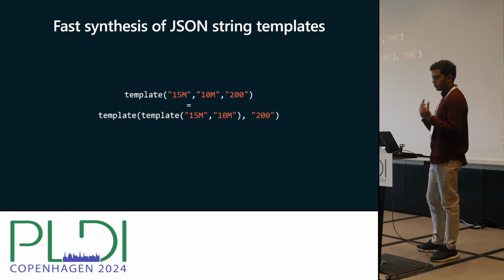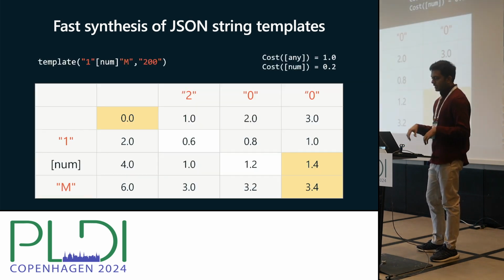So going back to our original example, what do we do if we now want to find the best template pattern of 3 or more strings? We can just repeatedly find the best pattern by folding in a new string. So how does it happen? Here I am showing the next dynamic programming table that we construct for the new string 200 at the top and the previous pattern we learned, 1 num M, on the left.